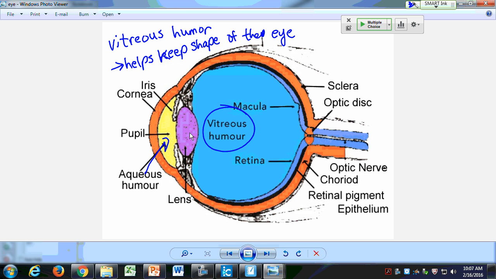The vitreous humor is not replenished. And so whatever you have when you're born is what you got for the rest of your life. You hear people talking about how they see things, they have floaters. That happens when you get stuff in the vitreous humor that moves around like specks of whatever. We'll talk about that later. But for now, know the aqueous humor and the vitreous humor.